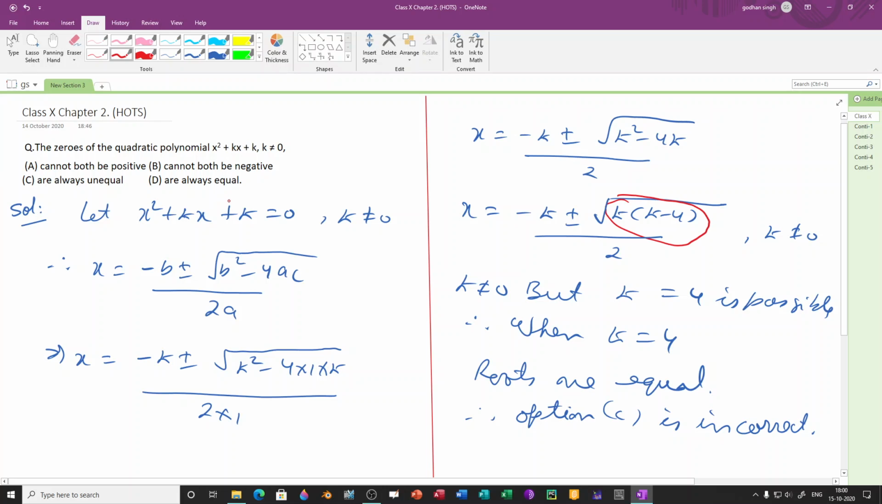So with this, the answer of this question is complete. A is correct, B is false, D is false, C is false. So this is complete now.